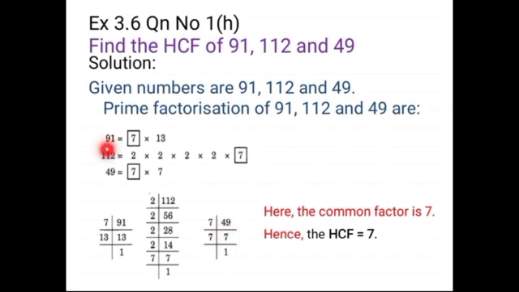Now 91 can be written as 7 multiplied by 13. 112 can be written as 2 multiplied by 2 multiplied by 2 multiplied by 2 multiplied by 7. And 49 can be written as 7 multiplied by 7. Now identify the common factors. Here the only one common factor is 7. So the HCF of the given group of numbers is 7.